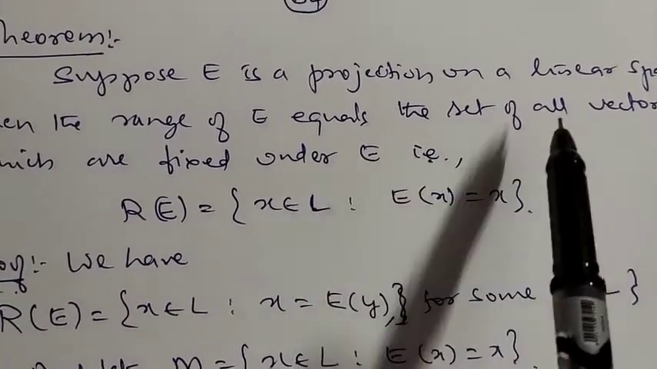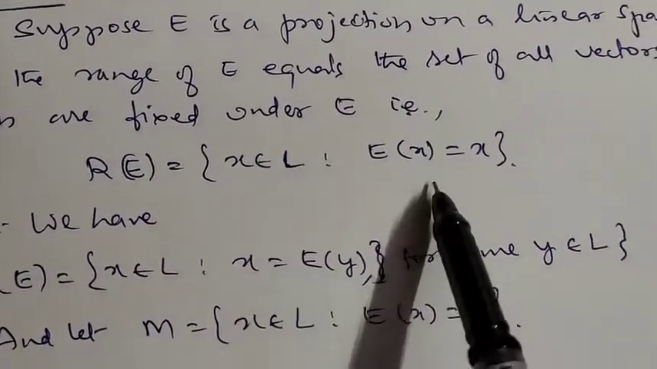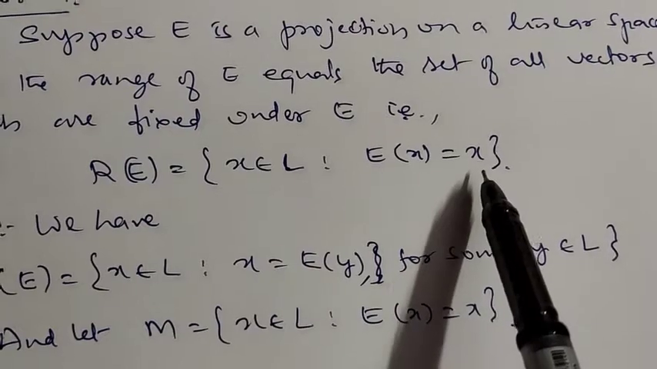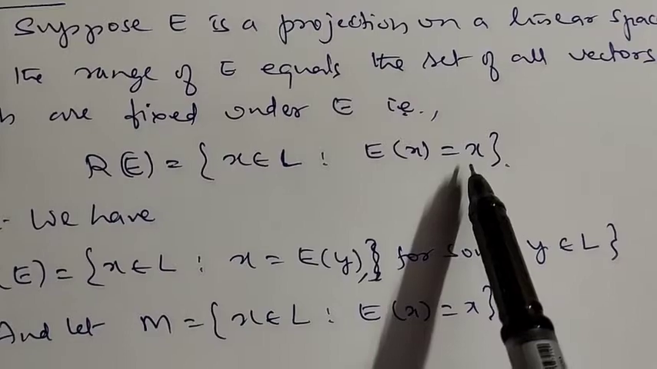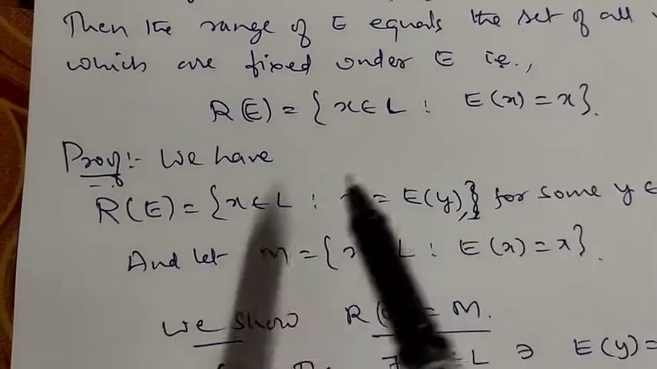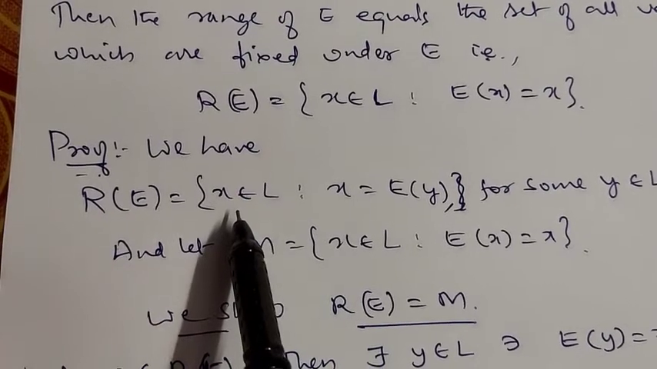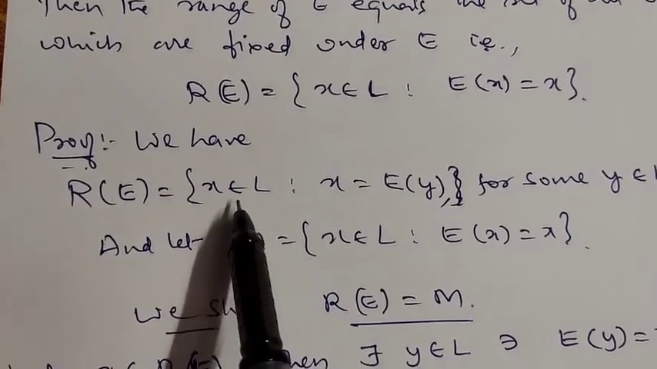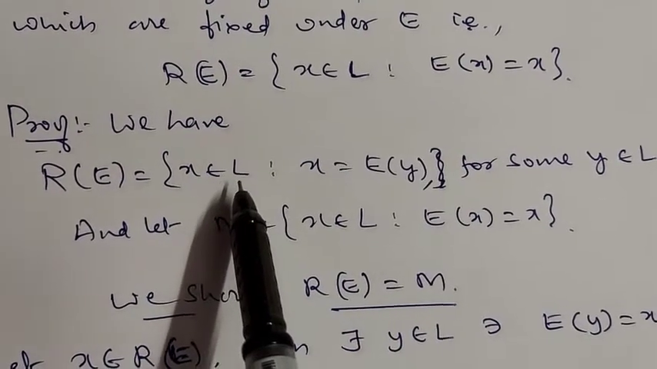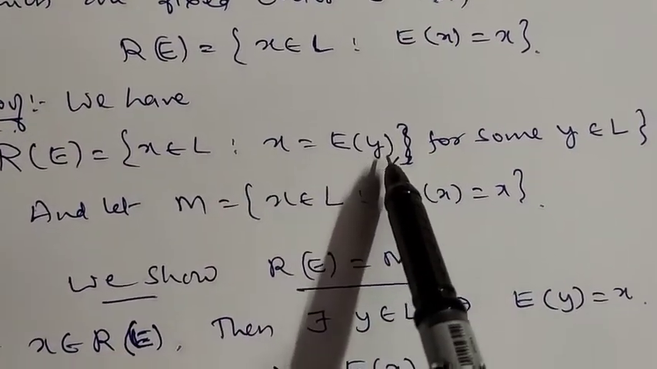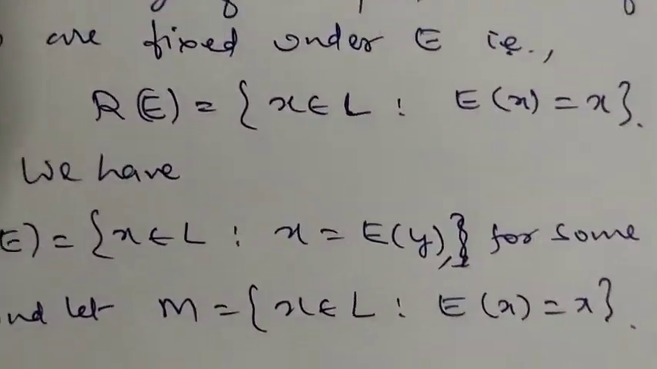Set of all vectors which are fixed under E means what? So the range of E is the set of all x belongs to L such that E of x is equal to x. E of x is equal to x means they are fixed under E. Right? So, the proof. The range of E, by definition of a range, is the set of all x belongs to L which are the images, that is, all x belongs to L such that x is equal to E of y for some y belongs to L. Because look here.